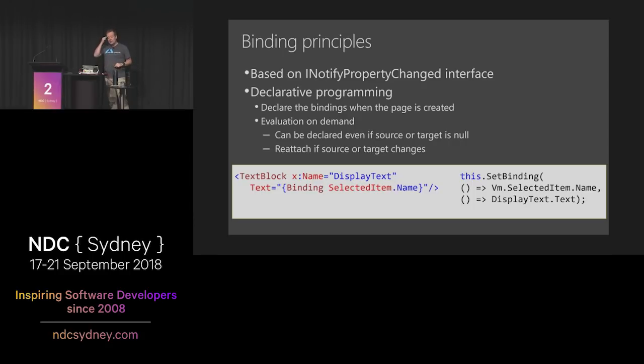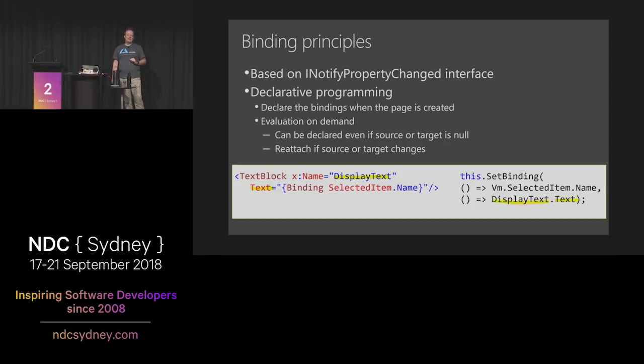On the right-hand side, you have the MVVM Light equivalent. So here I use a keyword. In XAML, we use a binding keyword. Here I use a method, set binding. And then we have a source object, which is where the source property is located. In that case, the source property is the name of the selected item. And we have a target object, which in that case is a text block. On the other side, it would be a UI label or maybe a text view in Android. And then we have the property, which is a text property.